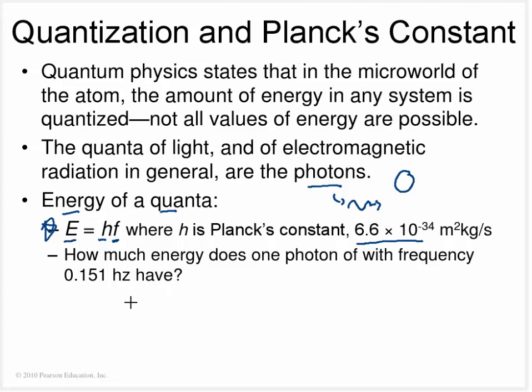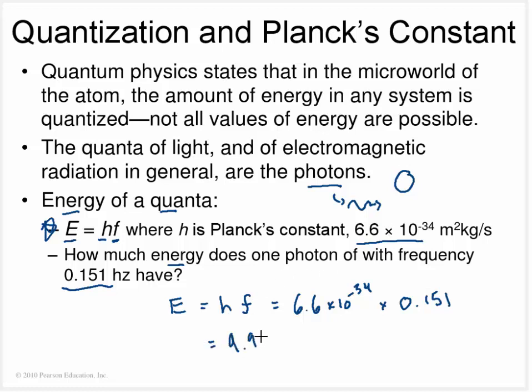Let's just get a little bit of practice using this guy. How much energy does a photon with this frequency right here have? Pretty straightforward. We're going to say E is equal to Planck's constant multiplied by frequency. Planck's constant is 6.6 times 10 to the negative 34th. You multiply that by the frequency, 0.151 hertz. You type all this into your calculator, and the energy is equal to 9.966 times 10 to the negative 35th joules.